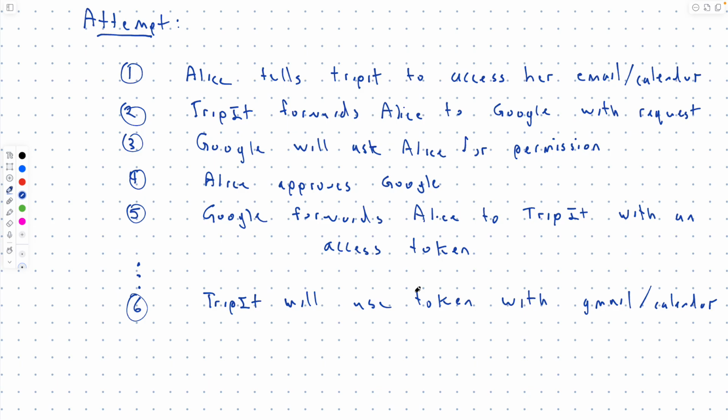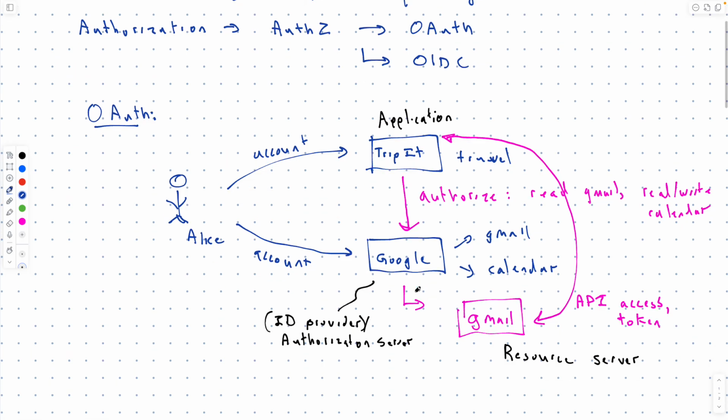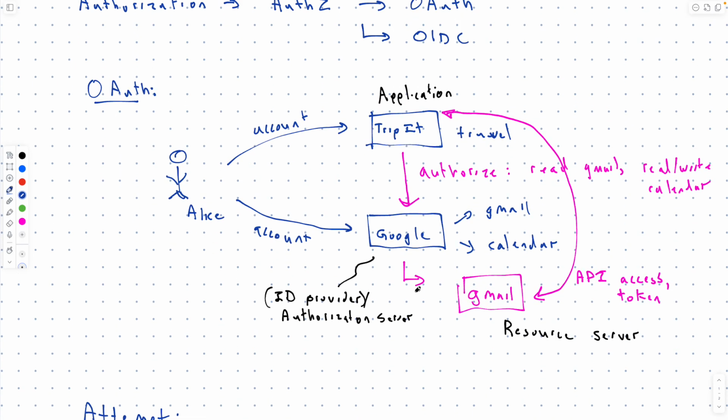Yeah. So the thing is, can you please go up? Yep. So when Alice is offline, TripIt does the functionalities on behalf of Alice. Yeah, right.